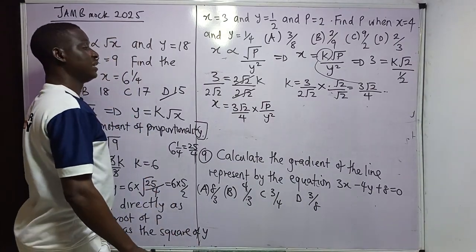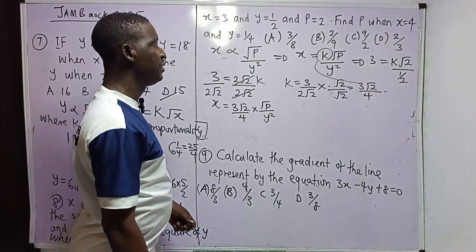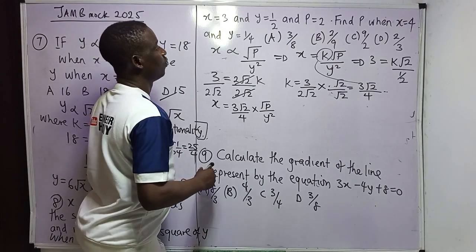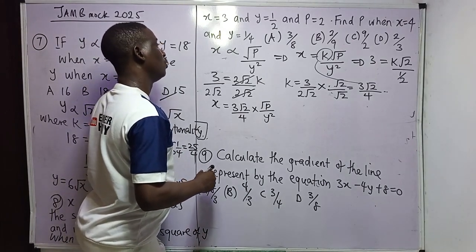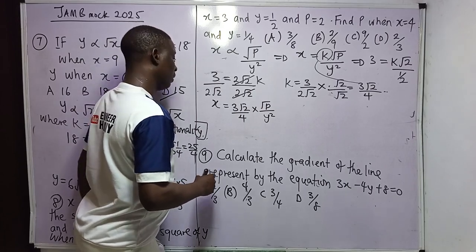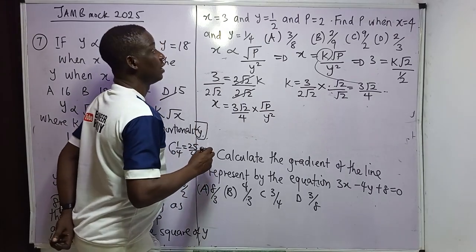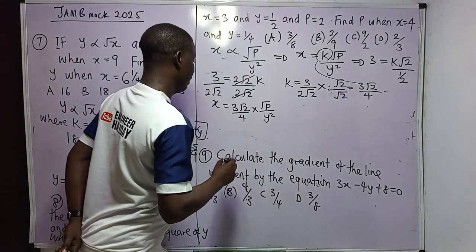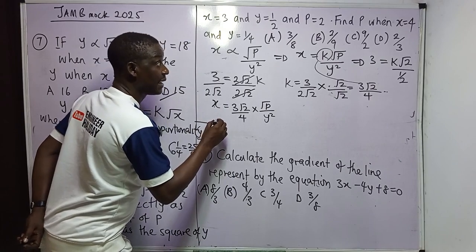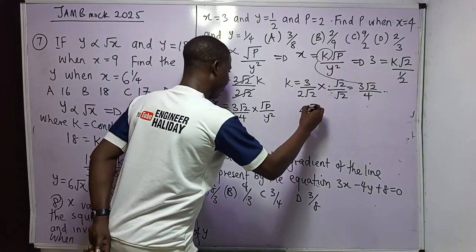So what do you do now? Next, then I say what? Find p when x equals 4 and y equals root 1 over 4. So what we are going to do now is, we want to find p. So what we do now is that we put our x to be equal to 4. Our s is 4.